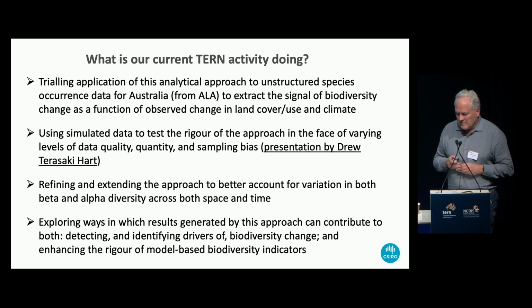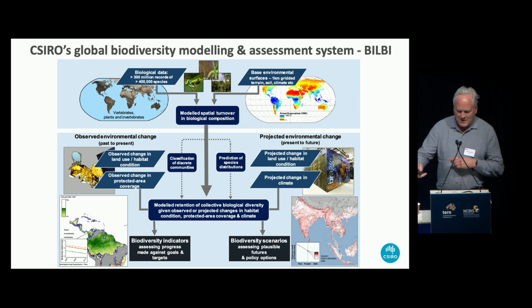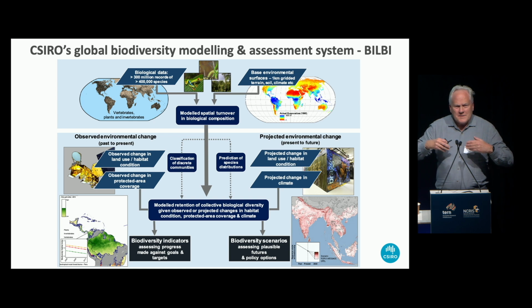using the results from this approach to modelling to not only help with the detection. Anyway, doesn't matter, I'll get to this one very soon. So this modelling approach can help both with detecting and attributing the drivers of change in biodiversity, but it can also feed in to helping to derive more rigorous indicators for reporting on biodiversity change.